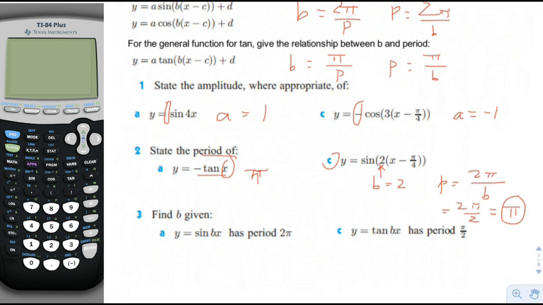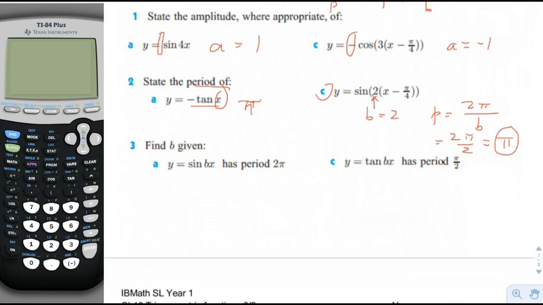Also, okay, number 3, find b given that y equals sine of bx has a period of 2 pi. Well, if the period is 2 pi, then that means that b is just equal to 1, right? Because 2 pi divided by the period of 2 pi is 1. So then we're back to our old familiar sine of x, right? And remember, when you have a standard sine function, y equals sine x, the period is 2 pi, so that totally makes sense. Okay? All right, next one.